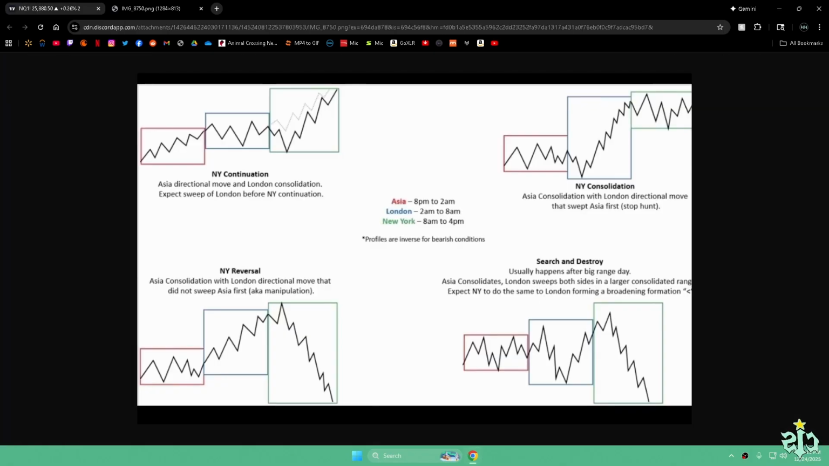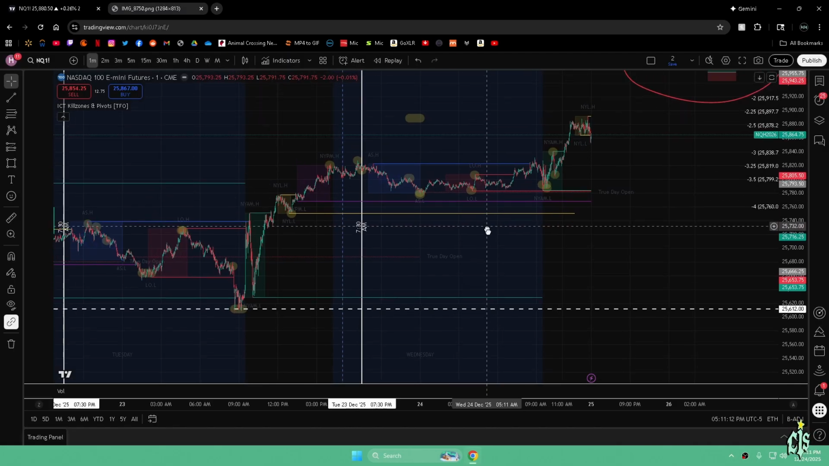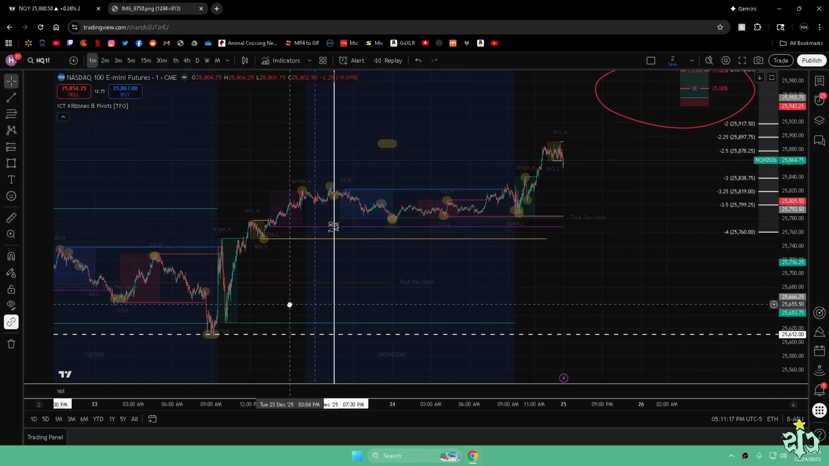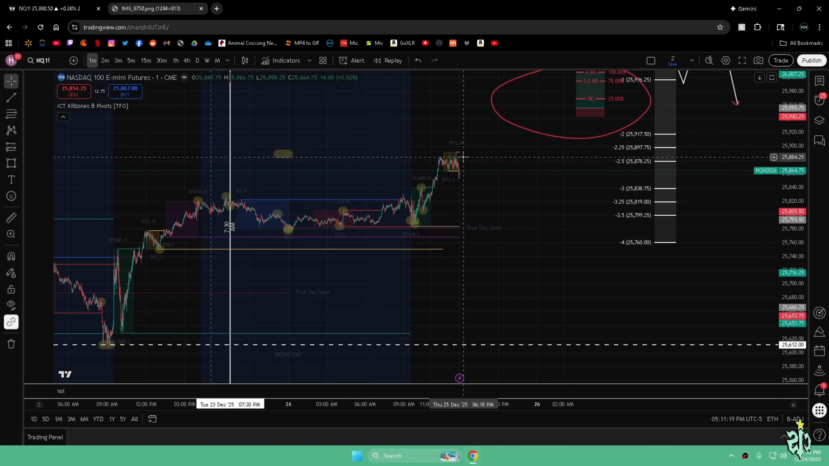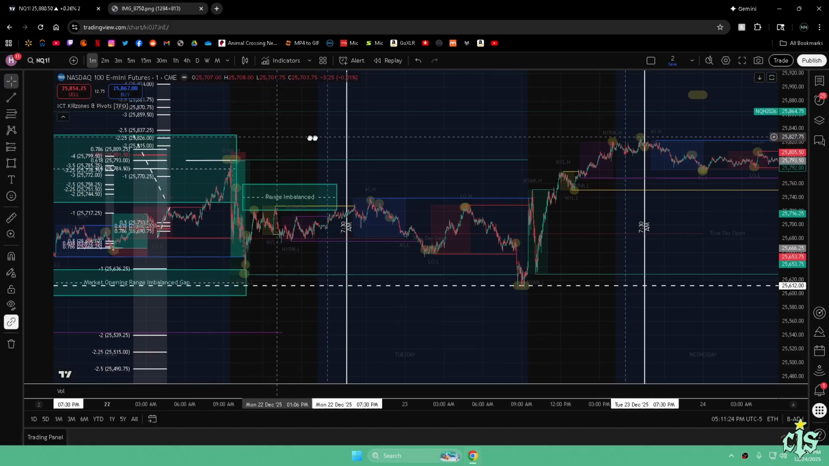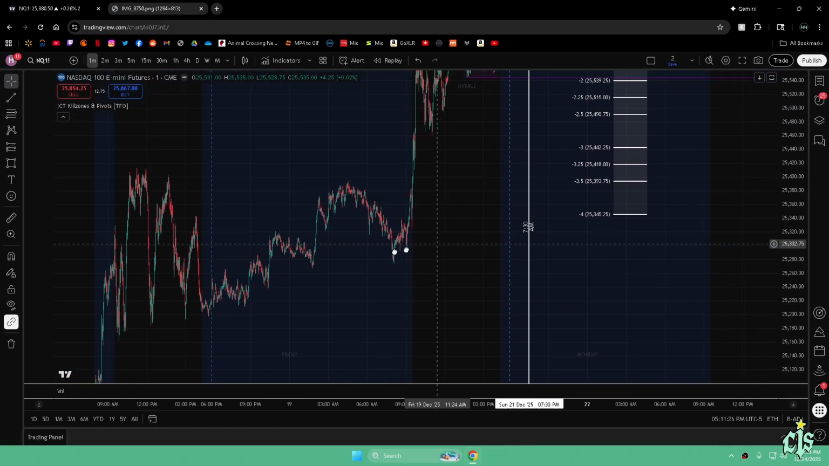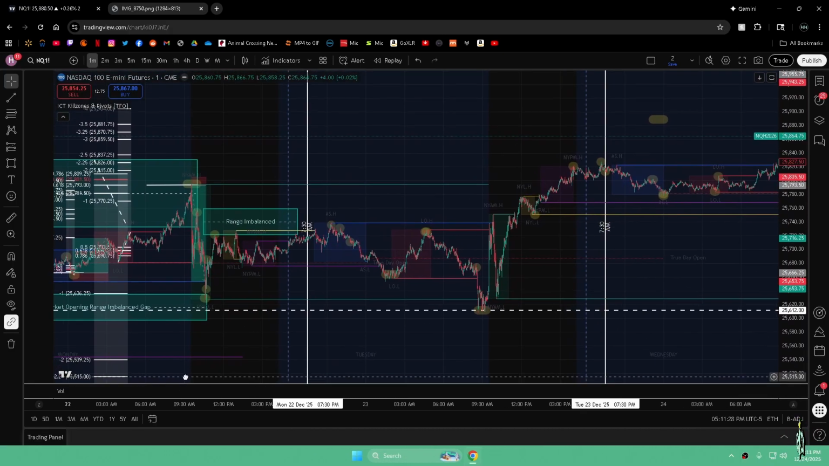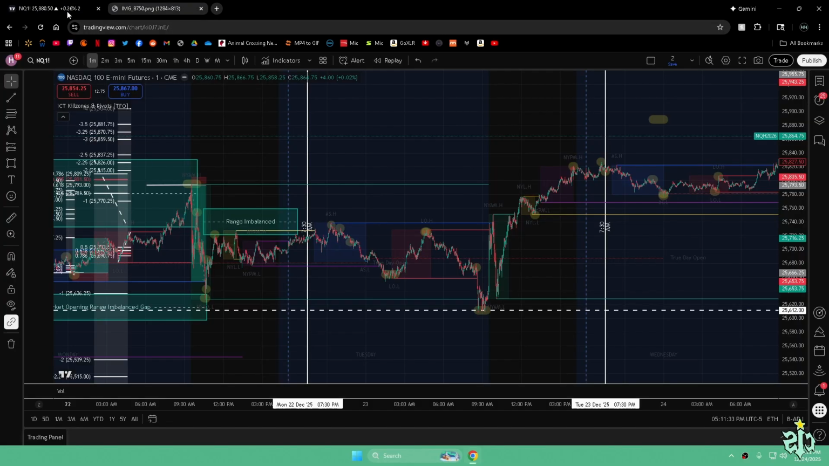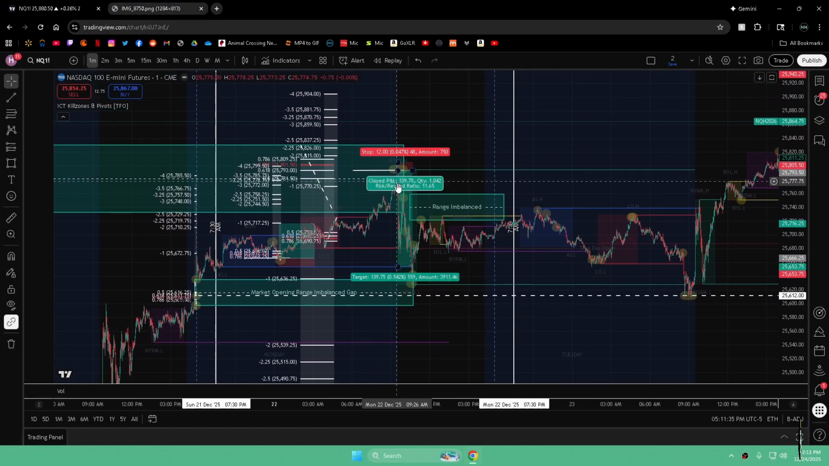Where's that? Okay, so here. These are the type of New York things that happen. We have the continuation, which happened today, right? Right here, New York continuation. This one, continuation. Oh, we have consolidation, which happened, I believe, last week somewhere. But last week it consolidated. We get the reversal, which you can make a lot of bank on, which is this one.